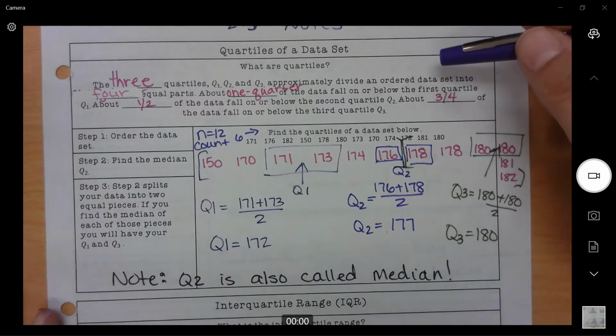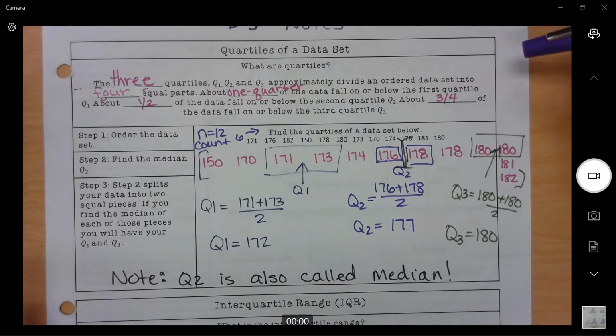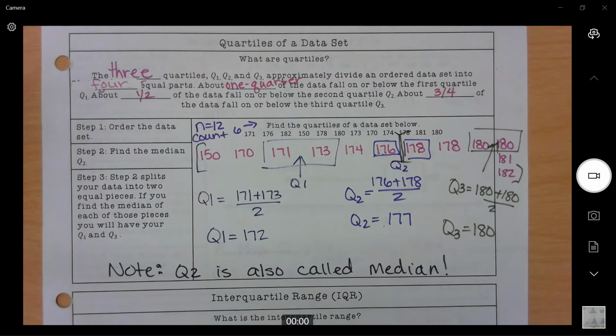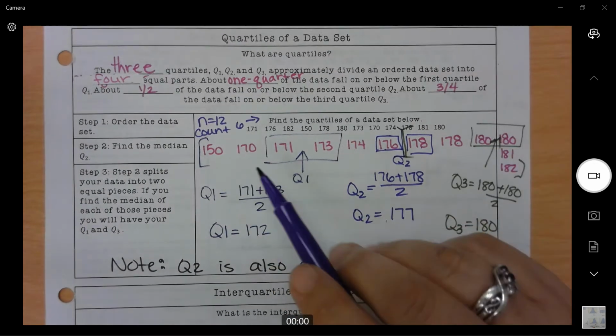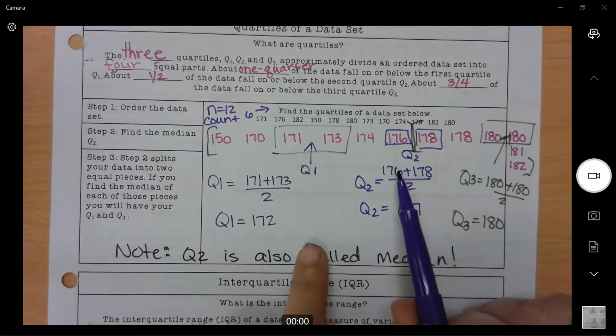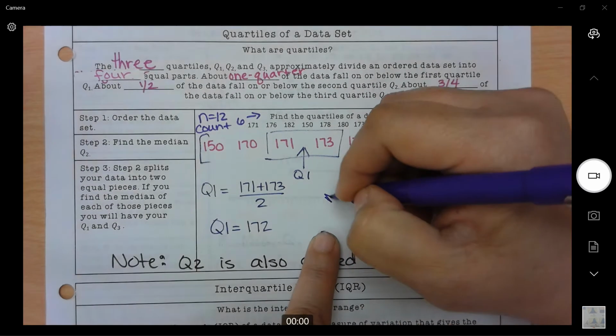So quartiles are basically when we're putting our data in numeric order, we're cutting it into groups of 25%, 50%, 75%, and 100%. That's what quartiles represent. The first half, the middle, and the third, 3/4. Q2 is the same thing as the median.